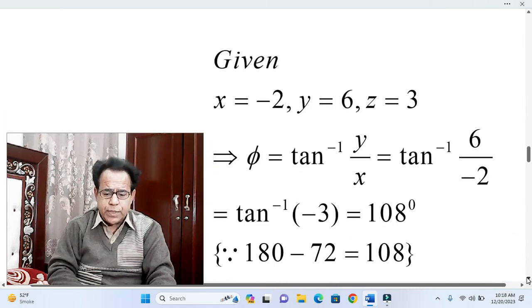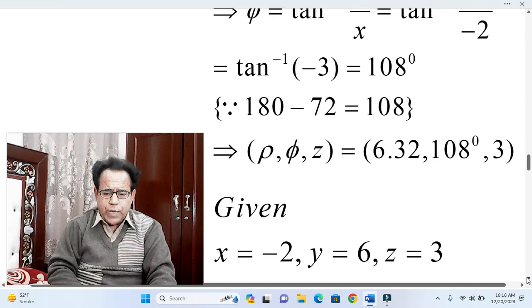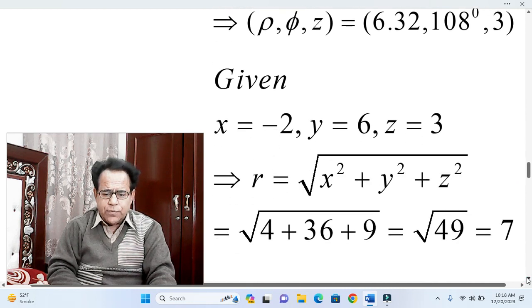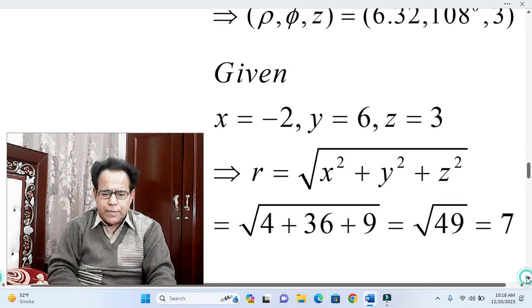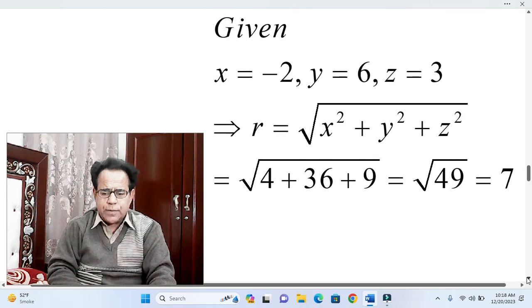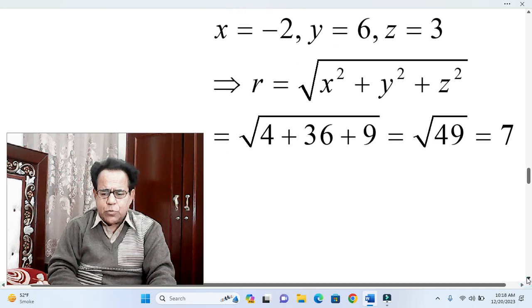Now dear students, we move to the next part. Given x equal to this, y equal to this, and z equal to this, it implies that r is equal to the square root of x square plus y square plus z square, and after simplification our r becomes equal to 7.